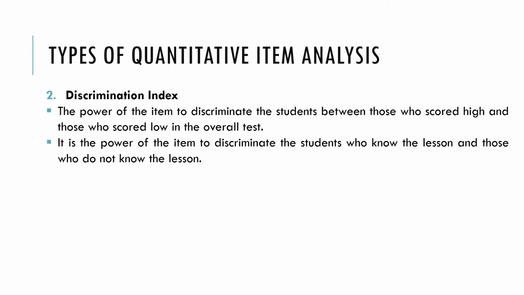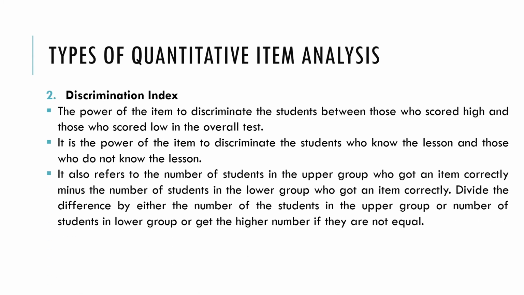Next, it is the power of the item to discriminate the students who know the lesson and those who do not know the lesson. Technically, our assumption here is that for those nandun sa upper group, tinatawag natin sila na alam talaga nila yung particular lesson because they answered the item correctly. Next, it also refers to the number of students in the upper group who got an item correctly minus the number of students in the lower group who got an item correctly.